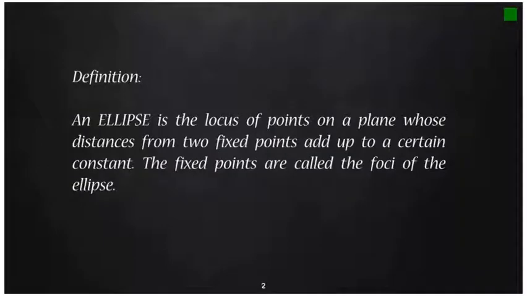Let's begin! For this session, we'll be showing you how to derive the equation of the ellipse. Recall the definition of an ellipse that we have discussed in the first session for this particular conic section, Session 8. An ellipse is the locus of points on a plane whose distances from two fixed points add up to a certain constant. The fixed points are called the foci of the ellipse. So the singular form for foci is focus. Since we have two of these points in our ellipse, that's why we have foci.